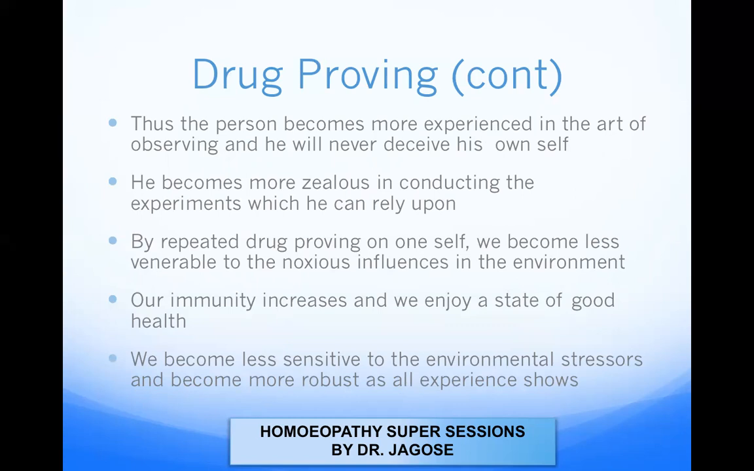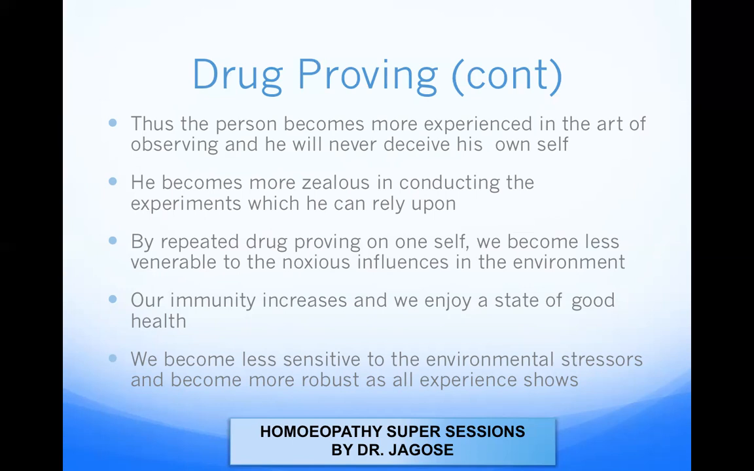So what happens? The person becomes more experienced in the art of observing, and he will never lie or deceive himself. He becomes more zealous in conducting experiments which he can rely on. So he becomes more enthusiastic, more zealous in conducting the experiments which he can rely upon. By repeated drug proving on oneself, we become less vulnerable to noxious influences in the environment. So if you repeatedly do many drug provings, your immunity will be strong, and you will be able to overcome the noxious influences in the environment, or the environmental stressors which are acting day in and day out on ourselves.